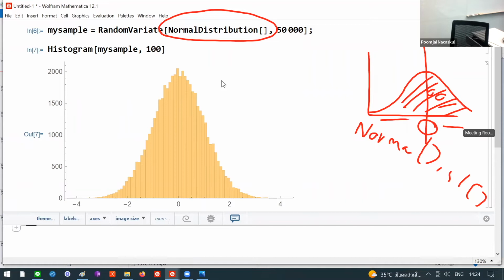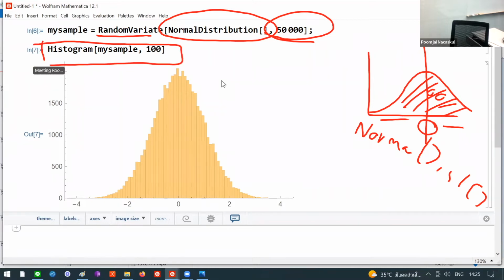This function says, look at that shape. Generate 50,000 of them. Once I generate 50,000 of them, it becomes a real number. It's no longer a random thing. It's a real value. This here, I take this thing that I generated and then make a histogram out of it. So it's just a game. I'm just making something fun.